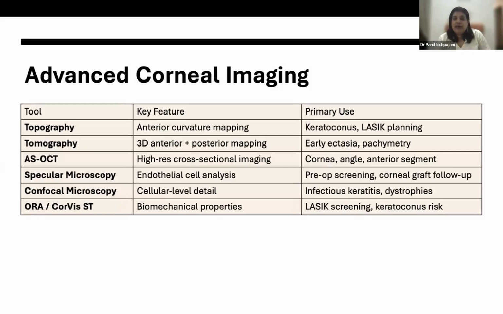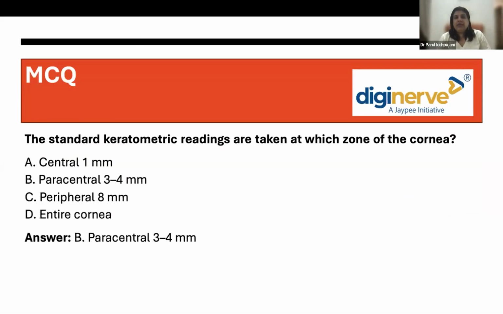If you want to go more in details of different types of cells of the cornea, then you can do a confocal microscope. So the question can be, the standard keratometry readings are taken at which zone of the cornea?